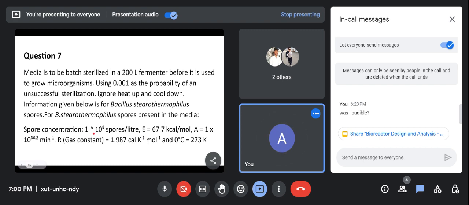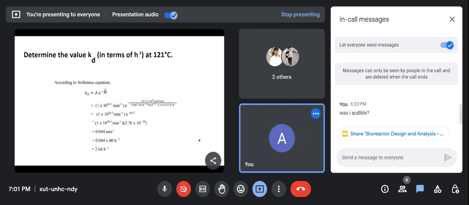The number of spores is 1 into 10 to the power 8 spores per liter. The capital E value is given to you as 67.7 kilocal per mole. The value of A is given as 1 into 10 to the power 36.2 per minute, and R, the gas constant, is given as 1.987 cal per Kelvin per mole, and the temperature conversion is given as 0 degrees Celsius equal to 273 Kelvin.